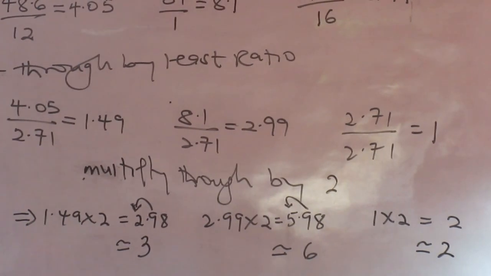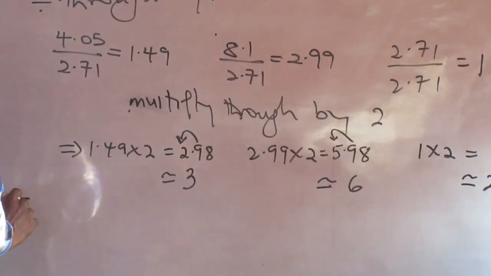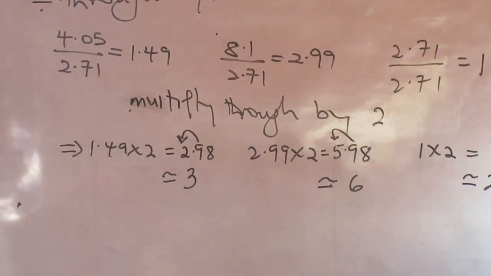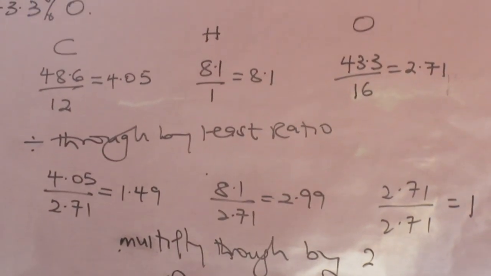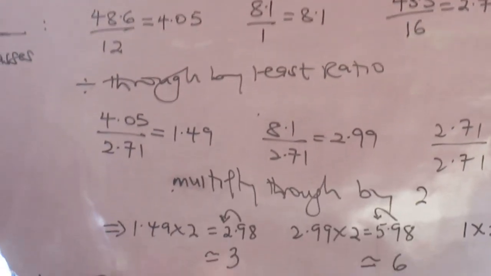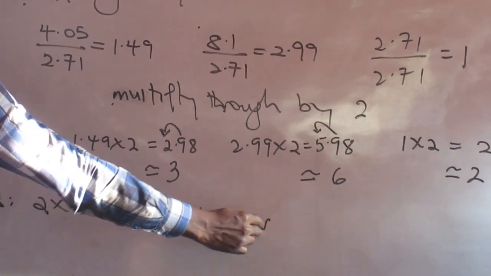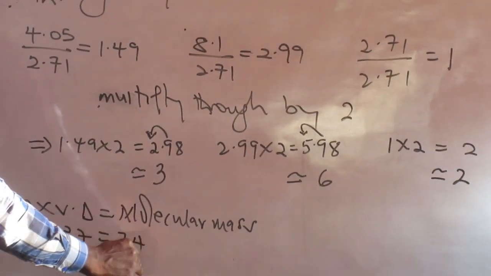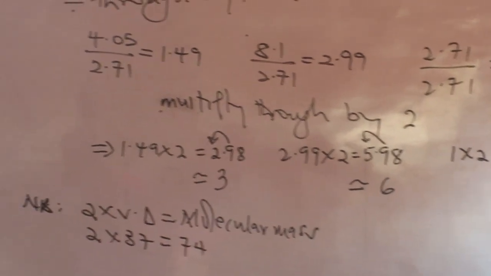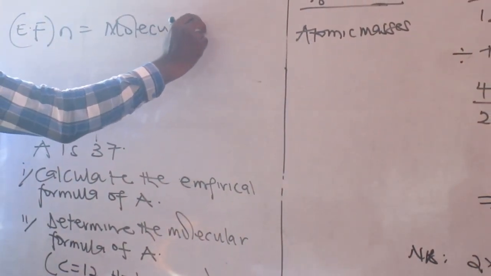Now, what are they asking us to do? Empirical formula, right? They asked me to find the empirical formula, right? Yes. Okay. Empirical formula. What about the molecular formula in the question? They gave me a vapor density, right? So, let's note: 2 times the vapor density equals molecular mass, okay? Now what is the vapor density? Again, so the answer is 74. And we have been asked to find the empirical formula. Empirical formula N equals molecular mass, or molar mass, right?